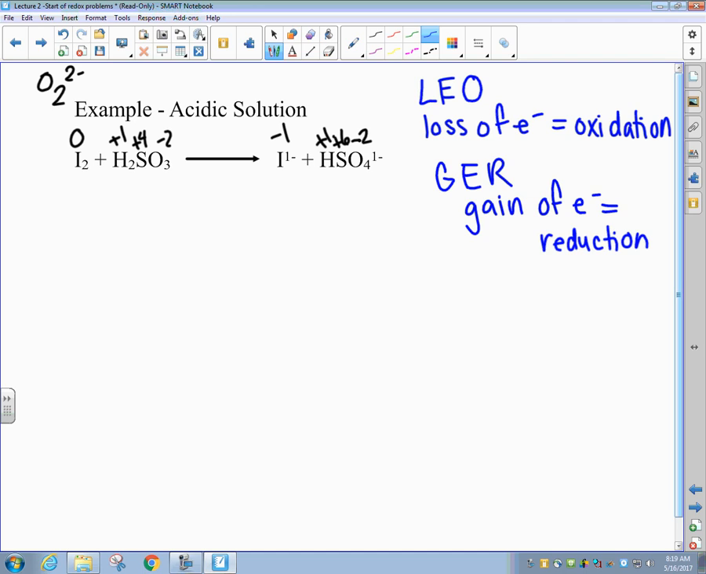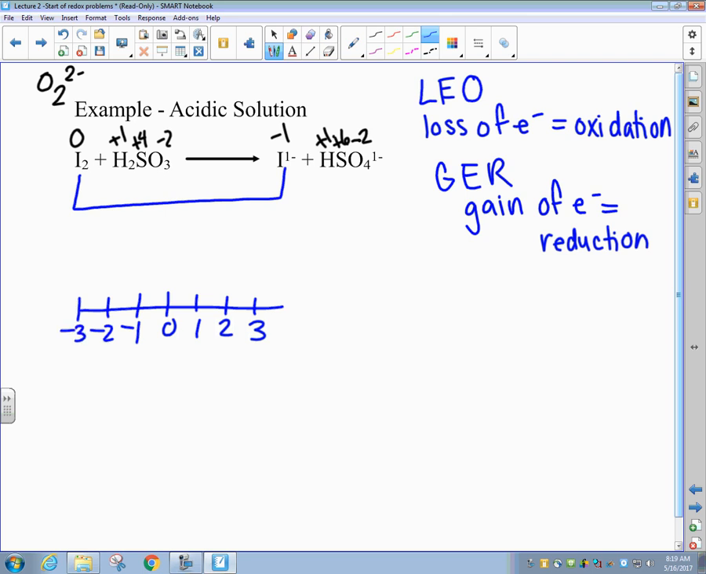So let's go ahead and examine our oxidation states. Iodine goes from an oxidation state of 0 to an oxidation state of -1. If we picture our number line here with 0 in the middle, we have a positive 1, 2, 3 on this side, and -1, -2, -3. What we see is that iodine is going from an oxidation state of 0 to an oxidation state of -1.